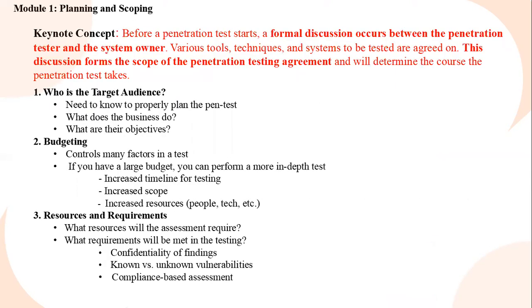Planning and scoping. So how do we plan? How do we scope a penetration test? Very, very important. So before you get to start a penetration test, you have to first plan. Planning is very key. Like in project management, we say, if you fail to plan, you're planning to fail. So before a penetration test starts, a formal discussion occurs between the penetration tester and the system owner, the sponsor.